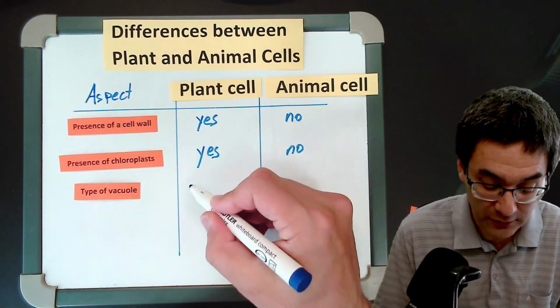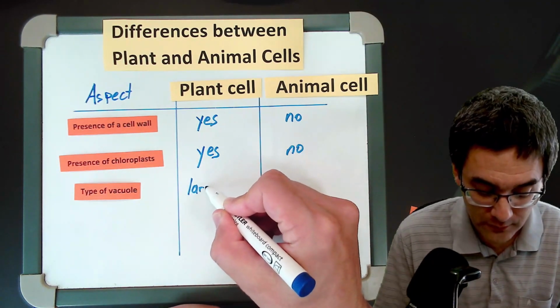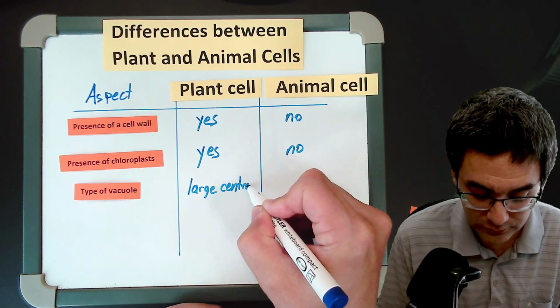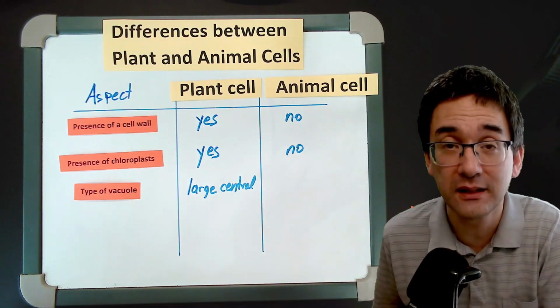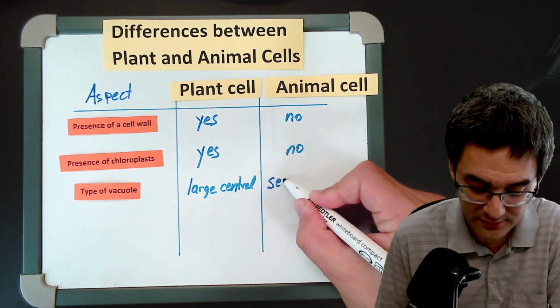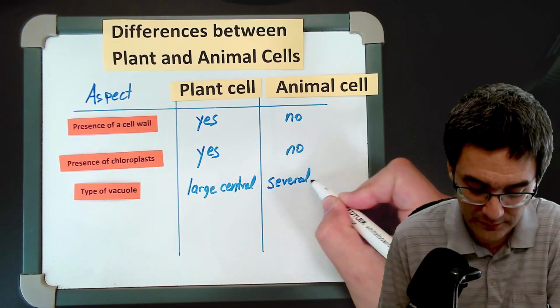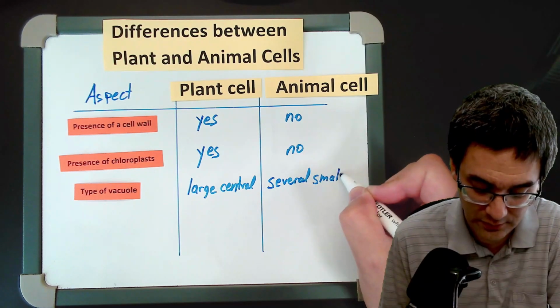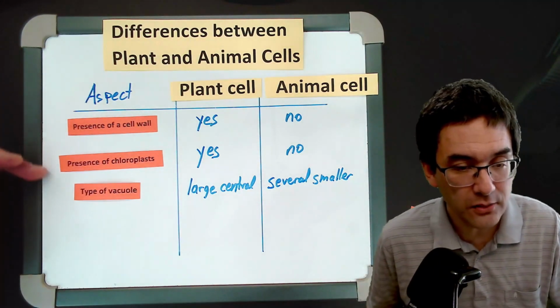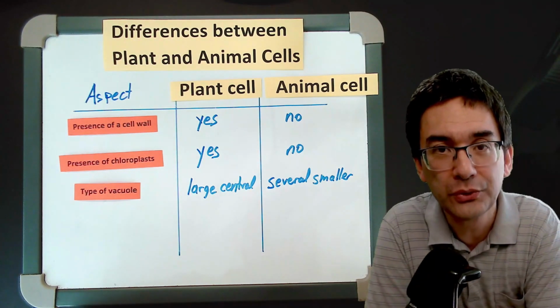So plant cells, they have a large central vacuole. Okay, and animal cells, they can have several smaller vacuoles, okay? Now, I think that these three are the most important differences.